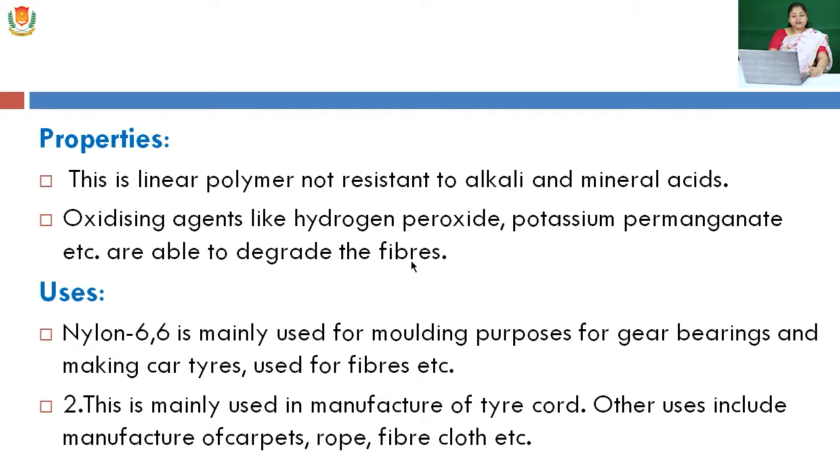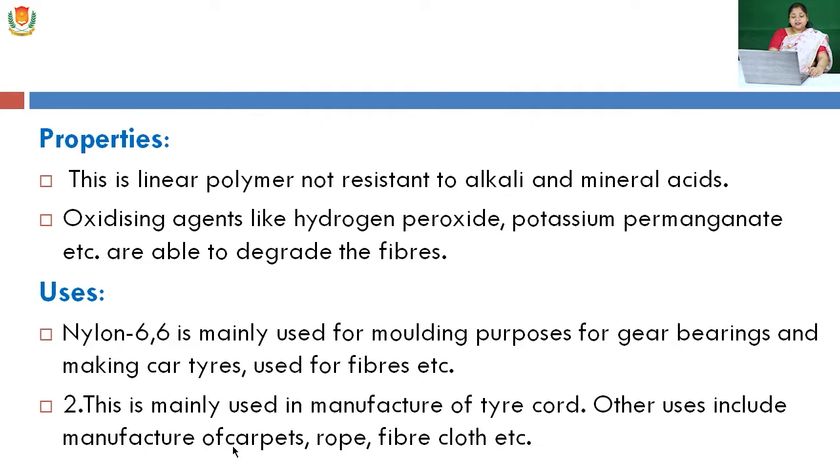The properties of nylon 6,6 are: this is a linear polymer, not resistant to alkali and mineral acid. Oxidizing agents like hydrogen peroxide and potassium permanganate are able to degrade the fibers.